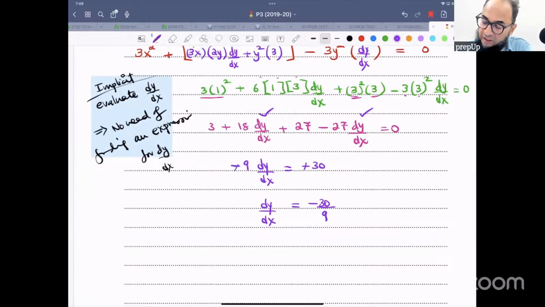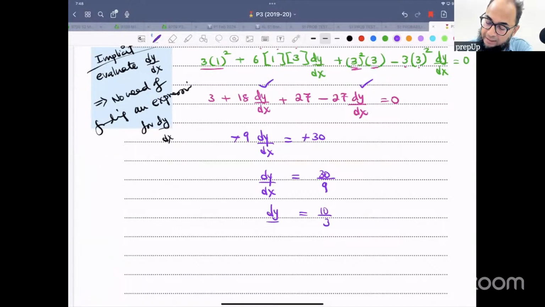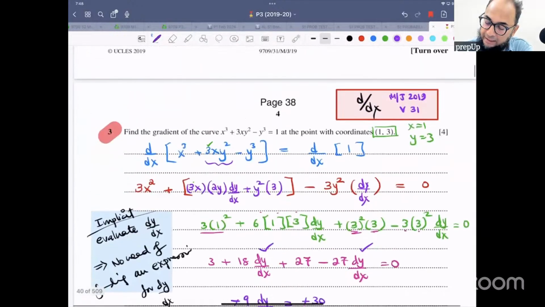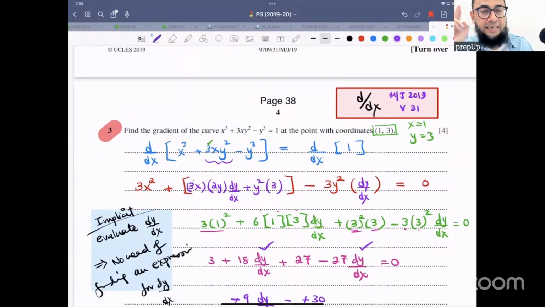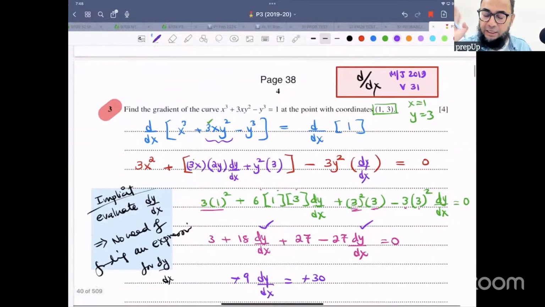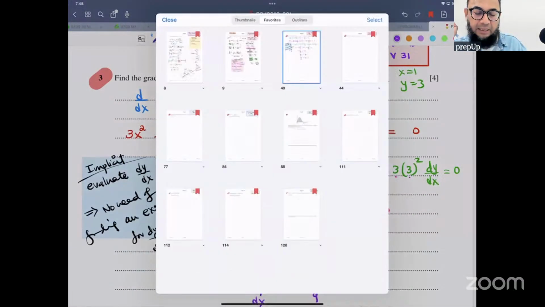Negative cancels out, so let me just erase this negative sign. 10 over 3, that is the answer, and that is the gradient of the tangent. They simply asked us dy by dx. We should know that dy by dx is the gradient of the tangent, and its negative reciprocal is the gradient of the normal. So this was a basic question, that's done.